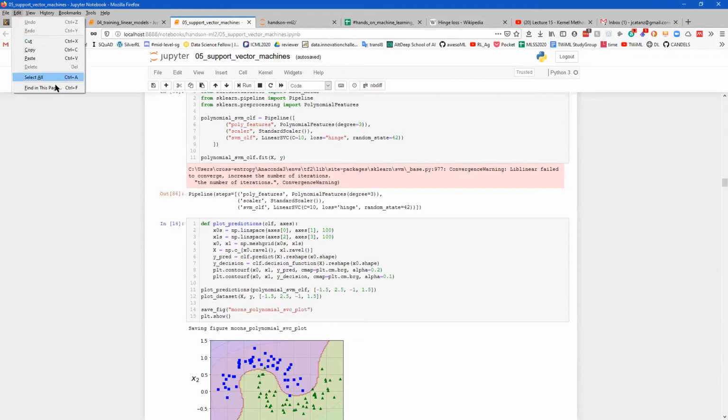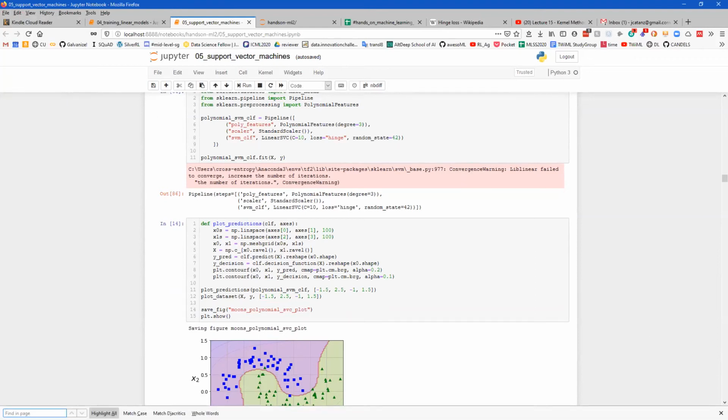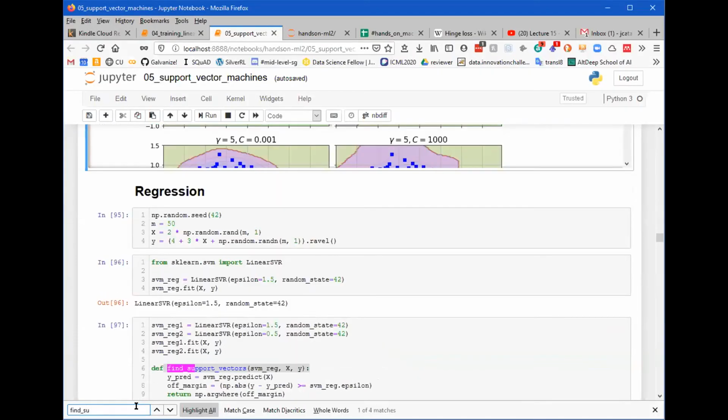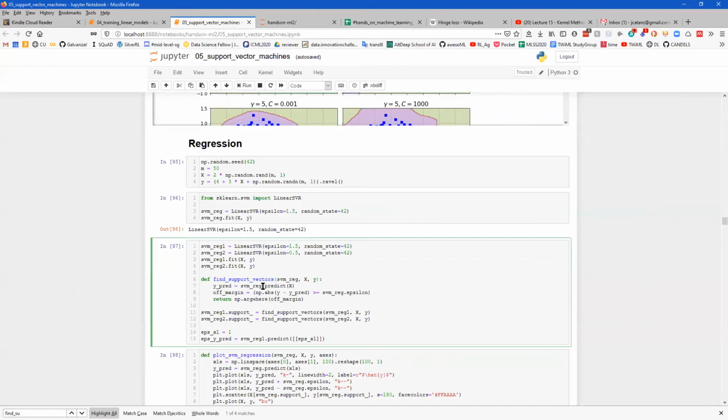Let's see. Find in page. I have to do find underscore support underscore vector. Okay. It's called find support vector. Yeah. Okay. There it is, right there. Here you can see their off margin. Return anywhere off margin. This is for regression. Okay, so it would be the opposite for classification. The classification, right? Yeah.